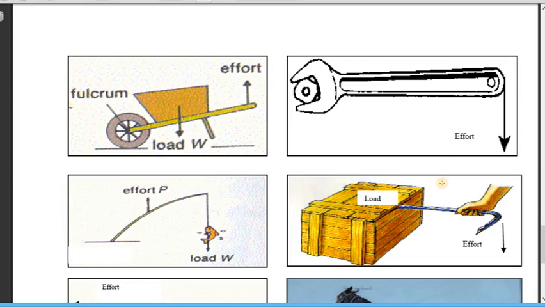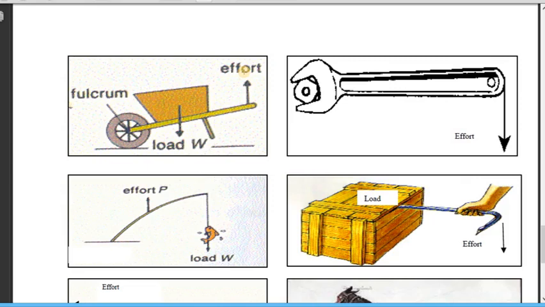So what is important is for you to identify, on a machine, which one is the fulcrum, which one is the load, and where is the effort. The fulcrum, the load, the effort. You should be able to identify those things. You will find that with different machines, the effort and the load will be at different positions.